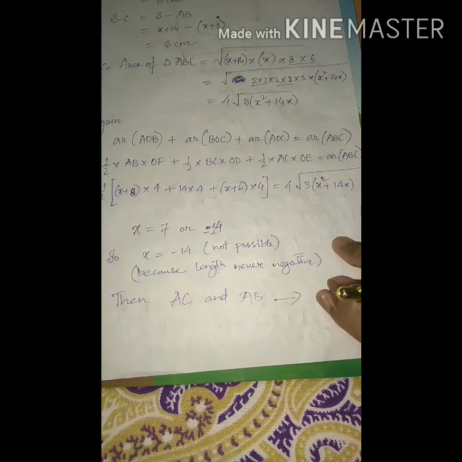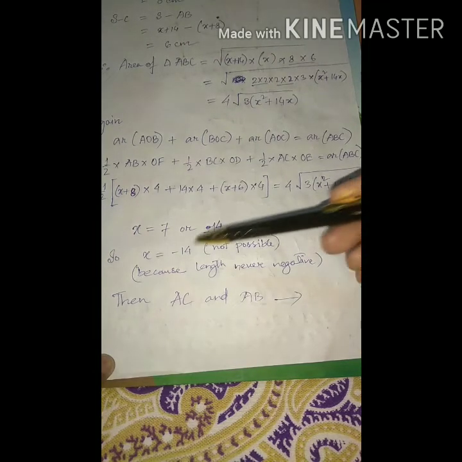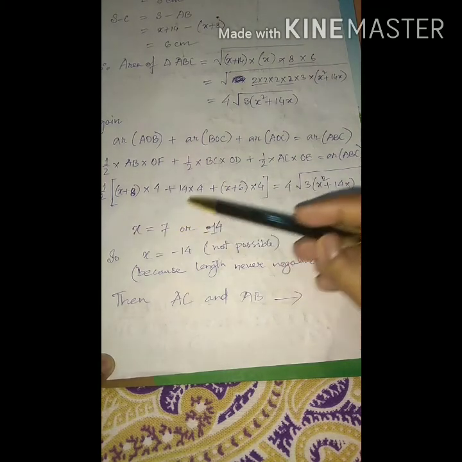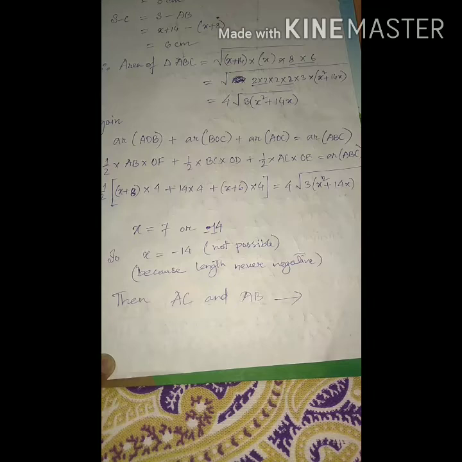And if you find out the value of X from there, you get two results, X equal to 7 or X equal to minus 14. So minus 14 is not possible because we have to find out a length, which is never negative. So the only possibility is X equal to 7. And then this X equal to 7, if you put in the first line, that means AC equal to X plus 6 or AB equal to X plus 8. In place of this, if you put the value of X, then you get the length of AC and AB. Is it clear? Okay.